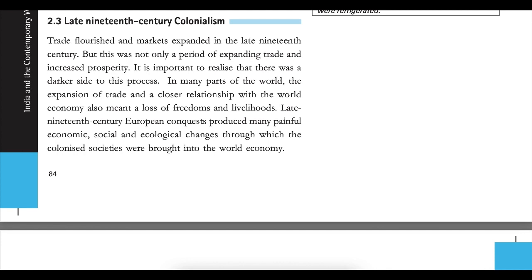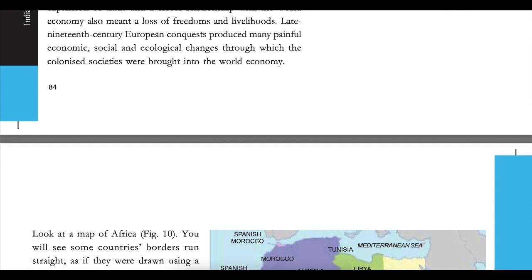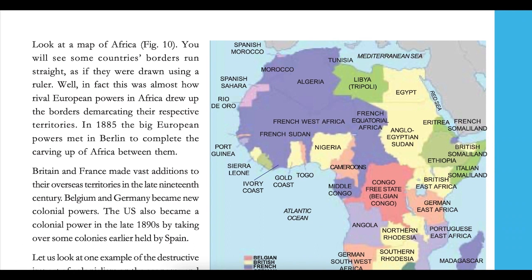Trade flourished and markets expanded in the late 19th century, but this was not only a period of expanding trade and increased prosperity. It is important to realize that there was a darker side to this process. In many parts of the world, the expansion of trade and a closer relationship with the world economy also meant a loss of freedoms and livelihoods. Late 19th century European conquests produced many painful economic, social, and ecological changes through which the colonized societies were brought into the world economy. Look at a map of Africa.